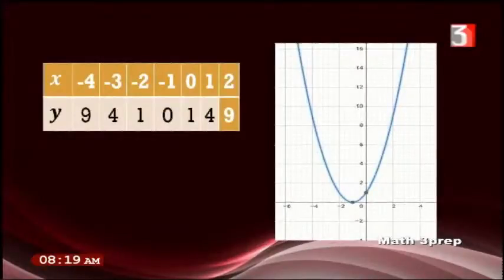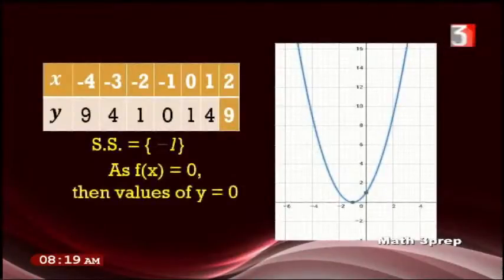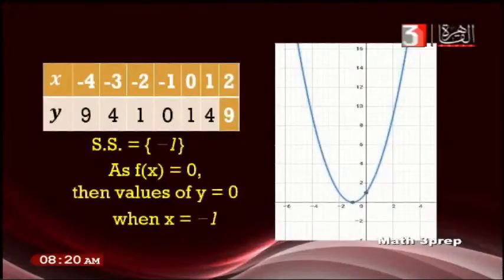When you look carefully at such a graph, you are going to notice that the solution set of such an equation will be negative 1. So, as f of x equals 0, then the value of y equals 0 when x equals negative 1 only. How many solutions do you have? It is only one solution. Why? Because the curve intersects the x-axis at only one point. So in this case, we can say that we have obtained only one solution.